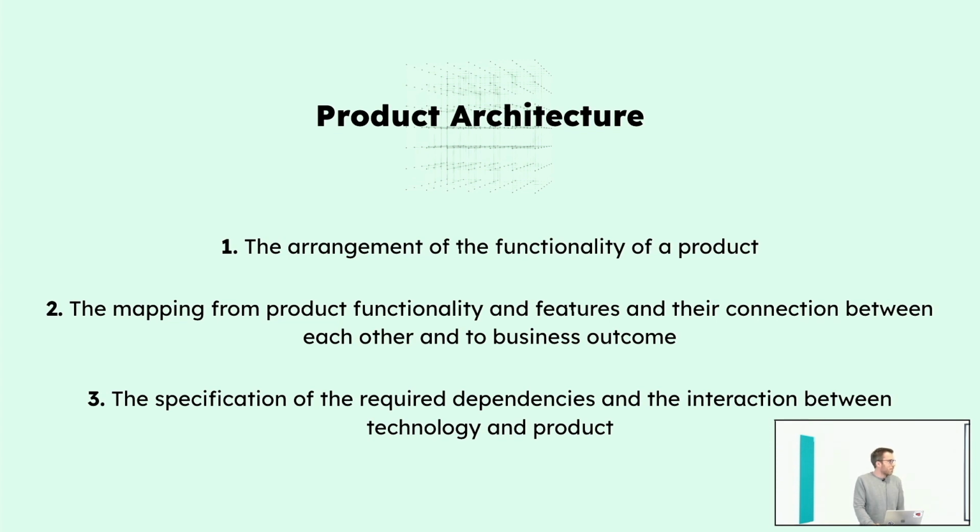But also you have the mapping from a product's functionality and features and their connections to others to business outcome. Because you're not producing products for the sake of producing products. You want to create business value. So it's very important to get to this point where you see how these product functionalities will bring up the business outcome, because it's always about this value exchange, on both sides. And also the next level is then the connection to the technology, the specification of the required dependencies and interaction between technology and product.